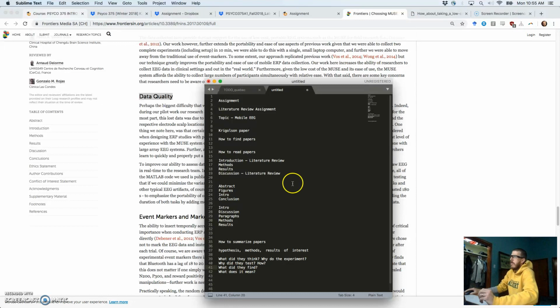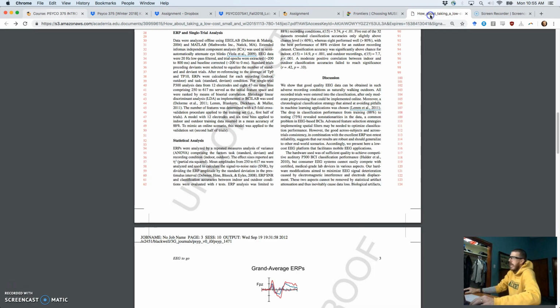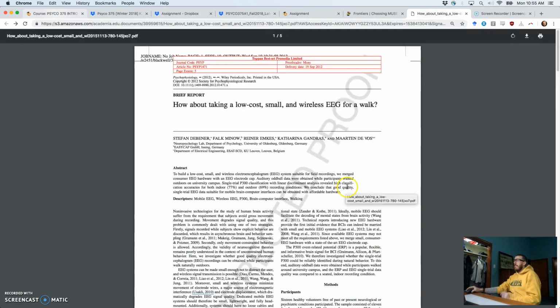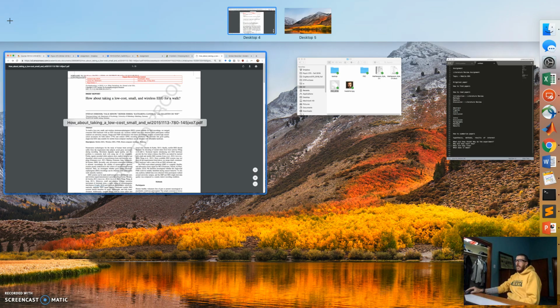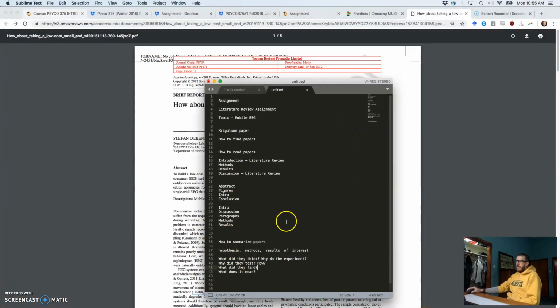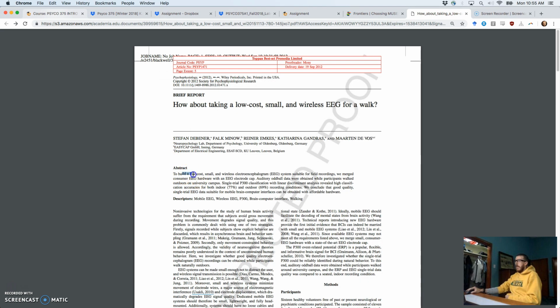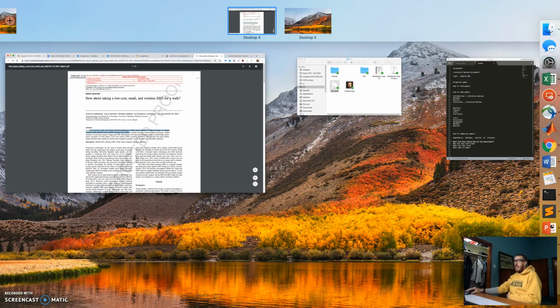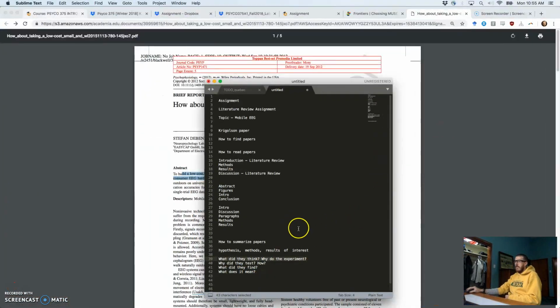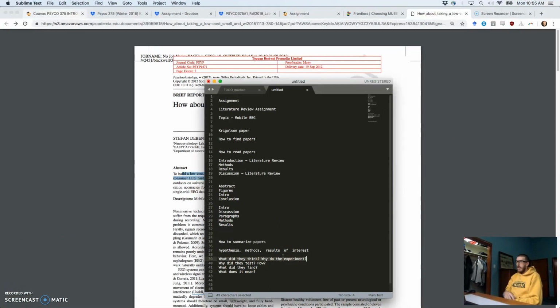And so in terms of this study that we've just read, "How about taking a low-cost portable EEG for a walk," we can think about the answers to each of those questions. Why did they do the experiment? It's because they wanted to build a low-cost, small and wireless EEG system. So this kind of engineering problem is easy to answer in terms of why you do the experiment, because you want to know if it works. You want to know if this EEG system would work in this situation.